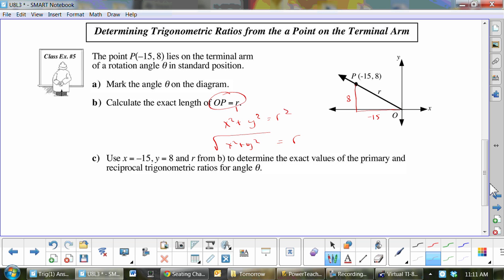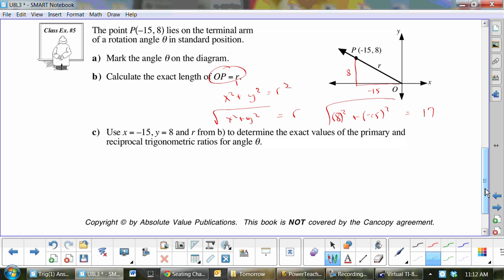So all we do is we just go 8 squared plus negative 15 squared. Now, if you don't put that negative 15 in brackets, you actually get the wrong answer all the time. So make sure you're putting that negative 15 in brackets, because that makes it positive. Okay? So what is the length of r? And remember, it should kind of make sense. 17, very good.